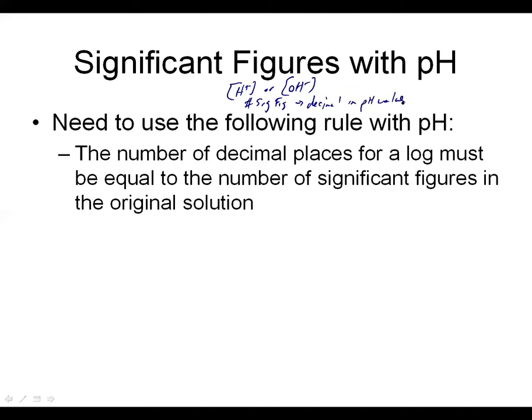So to give that a try, why don't you take your calculator, and if you have an H plus concentration of 1 times 10 to the minus 5, calculate the pH and record it to the right number of digits. And we'll talk about it in just a sec. Make sure everybody's calculator works correctly.